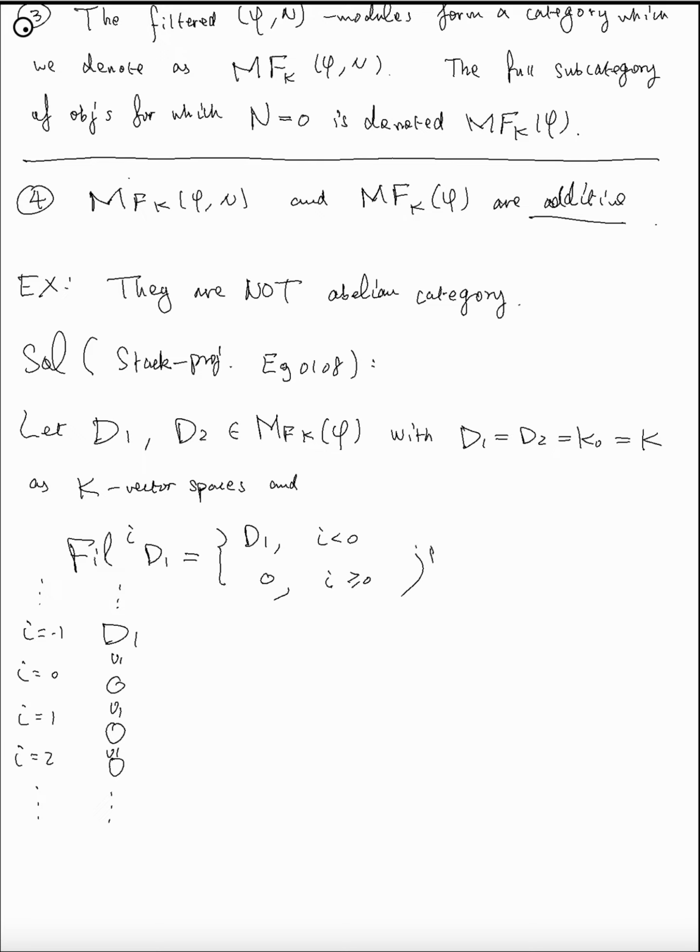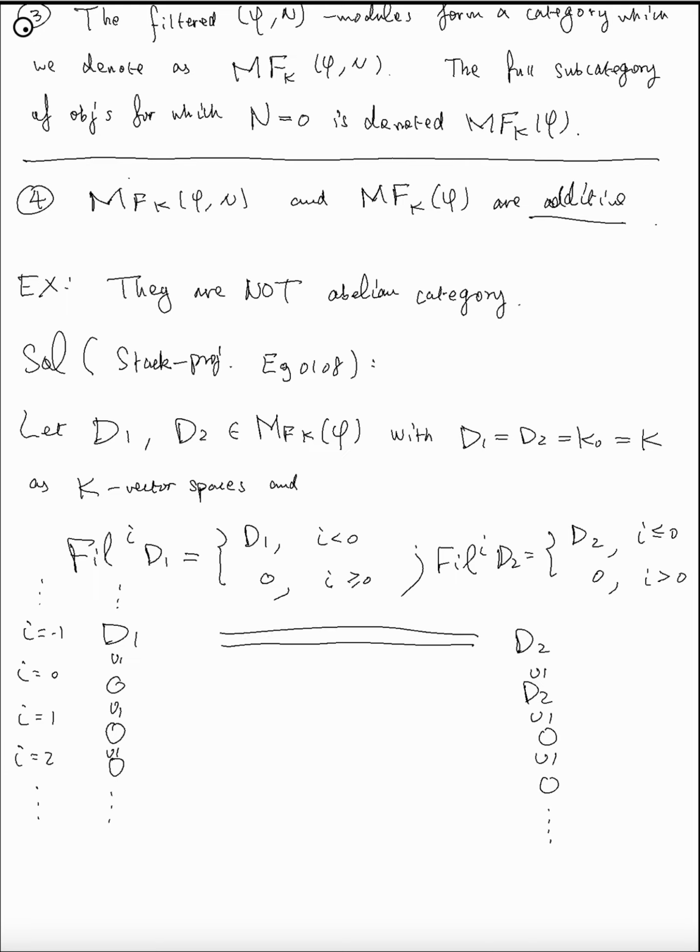While for D2, let's say the filtered module D2, I'm going to define very similarly, but for i less than or equal to 0. So this would look like D2, D2, 0, 0. Okay, so this is equality, and then this is included.